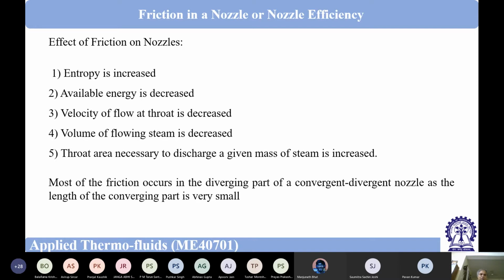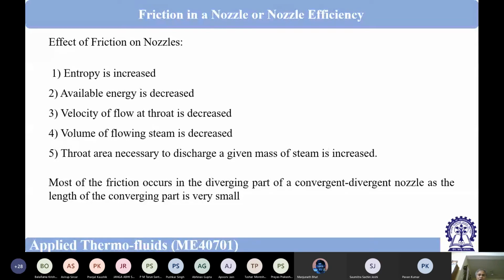Velocity of flow at the throat will also decrease. Volume of the flowing steam is decreased, and the throat area necessary to discharge a given mass of steam is increased. So more area is needed because rho A V is the mass flow rate and velocity has reduced due to friction. So obviously I have to have more area.